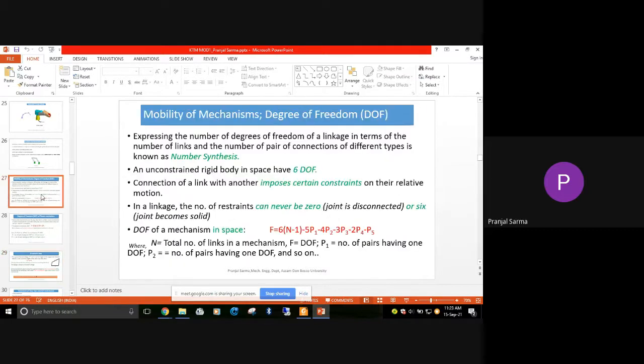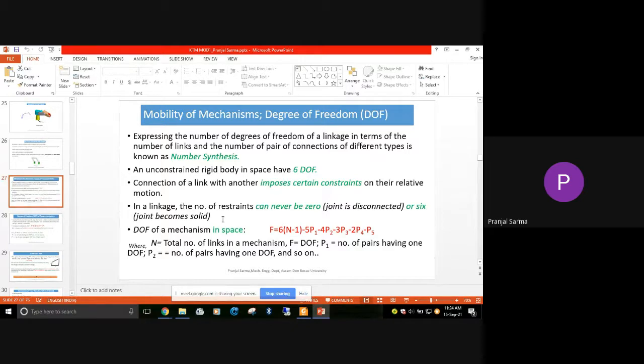Now today we'll see how to find out the mobility of a mechanism. From the word mobility you understand that we are talking about some movement, how it is going to behave, and about the degree of freedom. Okay, mobility and degree of freedom for a particular mechanism. That is what we are going to discuss now.